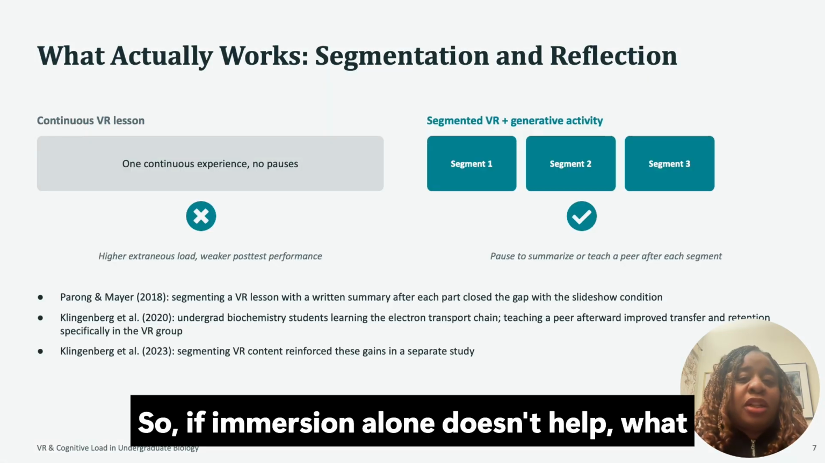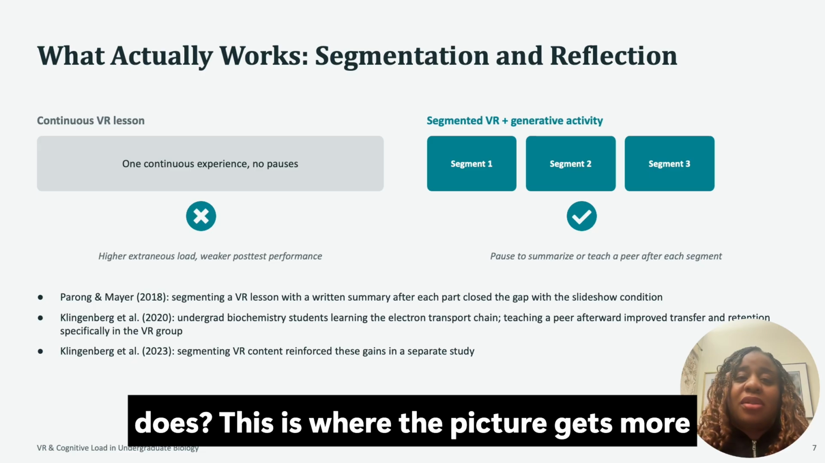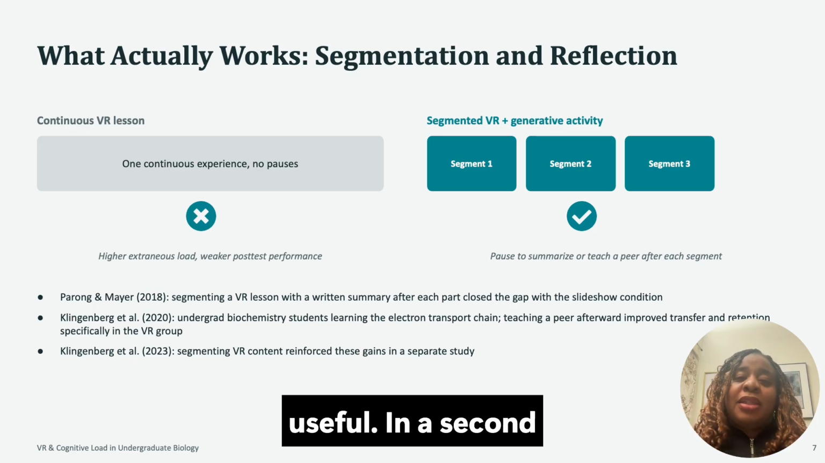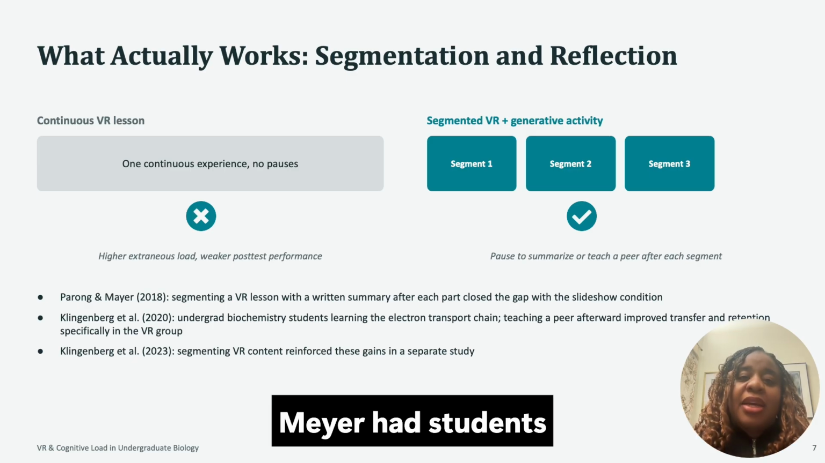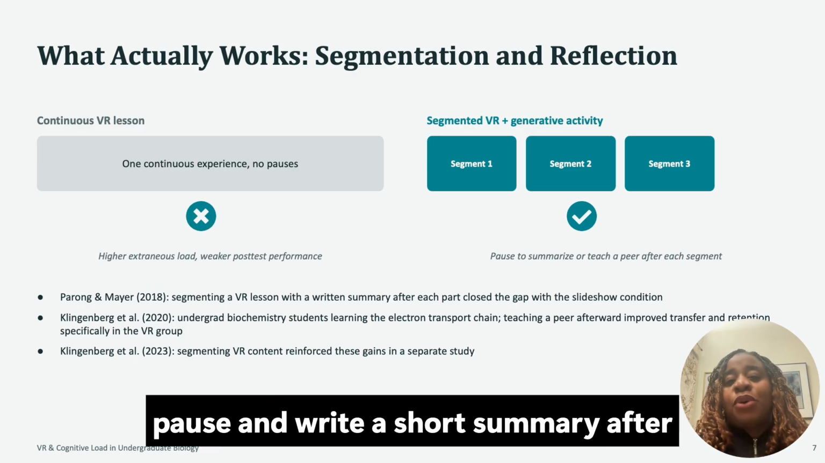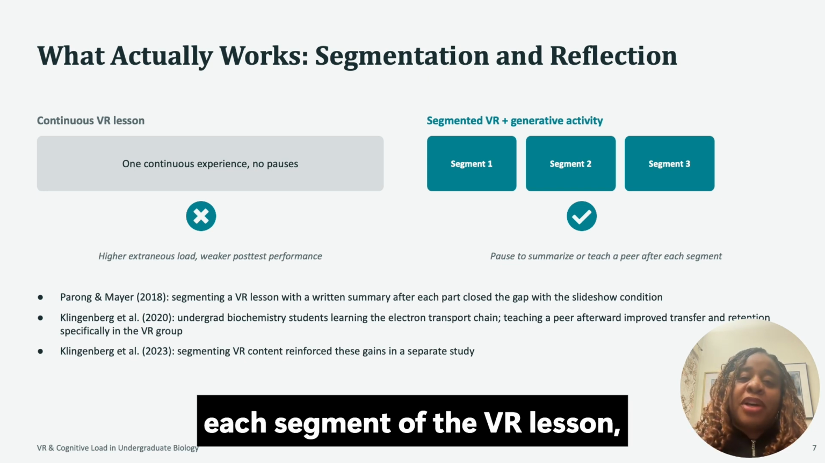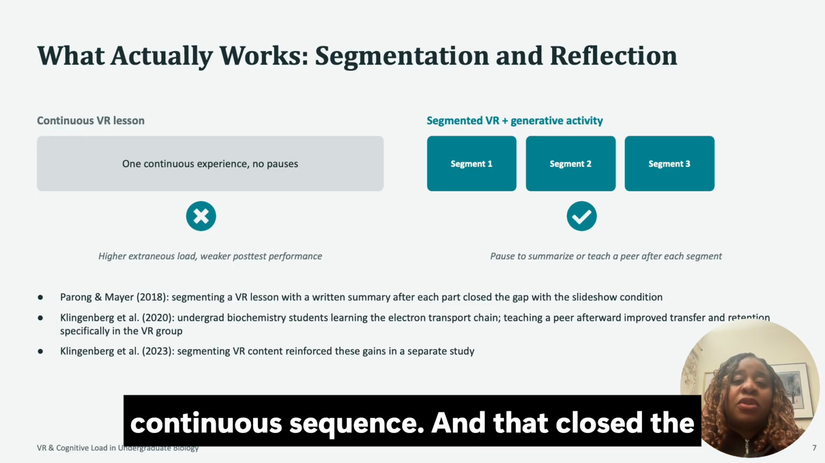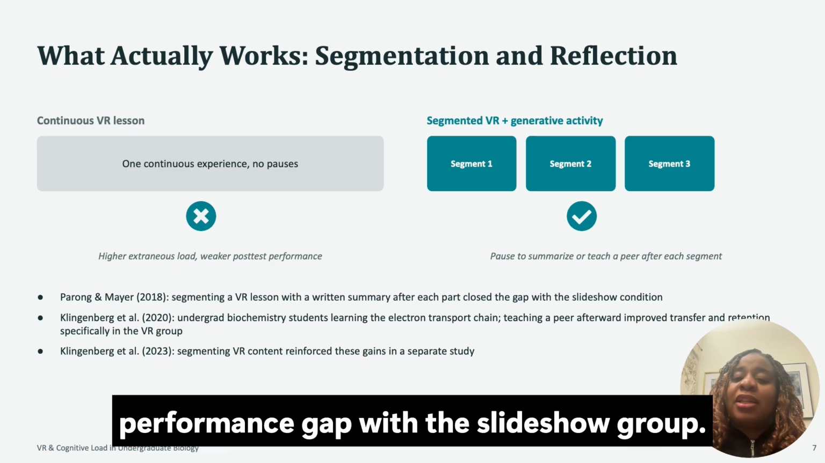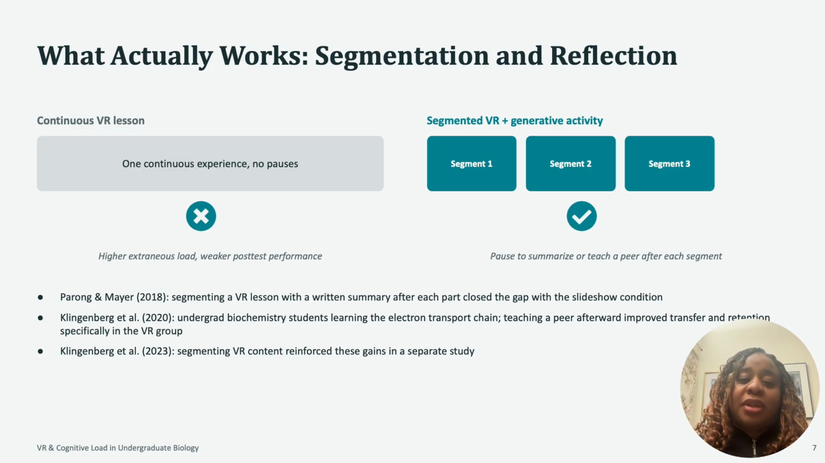So if immersion alone doesn't help, what does? This is where the picture gets more useful. In a second experiment, Parong and Mayer had students pause and write a short summary after each segment of the VR lesson, instead of experiencing it as one continuous sequence, and that closed the performance gap with the slideshow group.